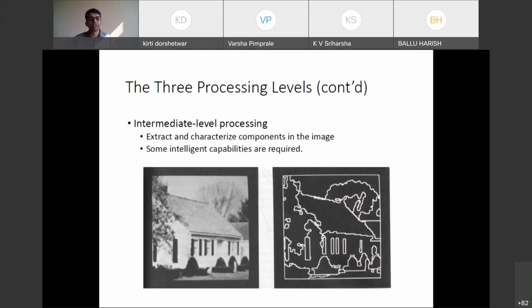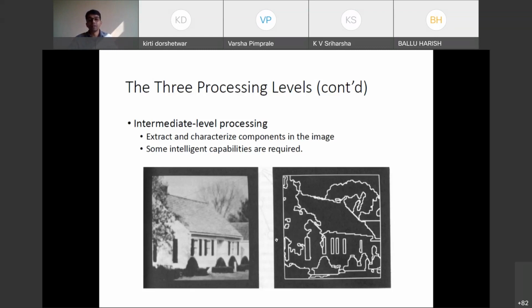Then you have intermediate level processing, which extracts and characterizes components present in the image. So in this, some intelligence might be required. If you take the image on the left hand side, what you can see is a house with a slanting roof. These are there in the front as well as the back of the house. You give it to an edge detection algorithm, let's say a Canny edge detector with a bias threshold, and you will be able to get this kind of output. You can see some roof is there, but we are unable to infer what exactly is there.